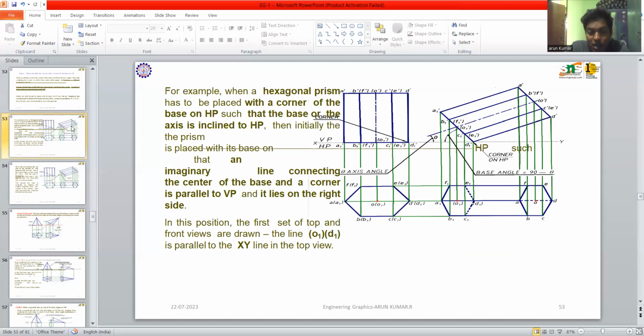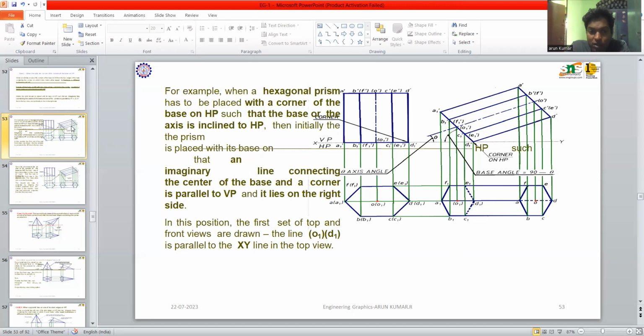That is the condition. According to the conditions, that is the solid position condition: the base on HP. That is, a corner of the base is on HP. Here, any one corner of the hexagon, it has six corners, any one of the corners lies on HP.